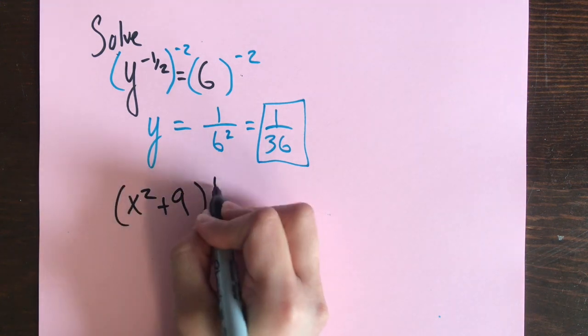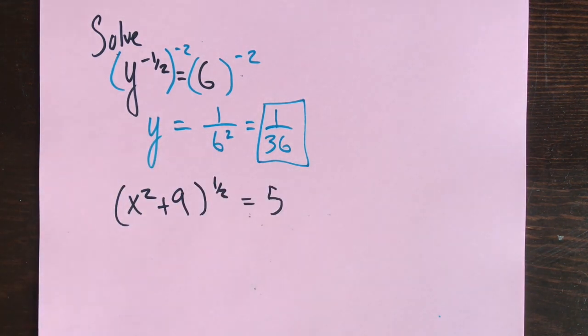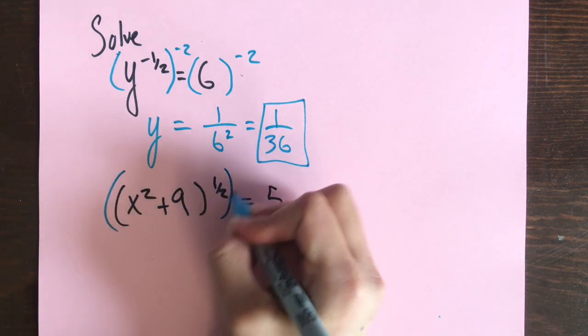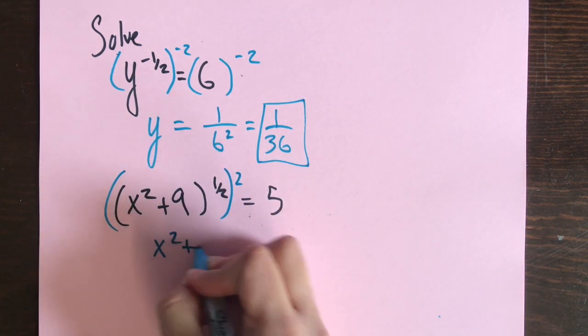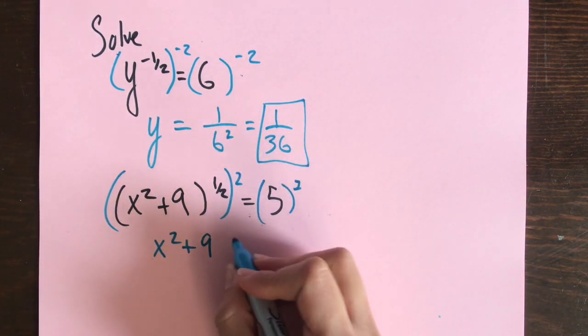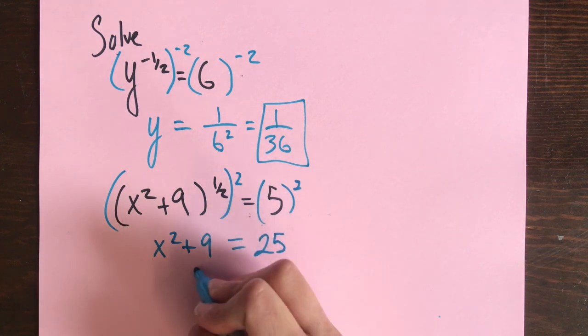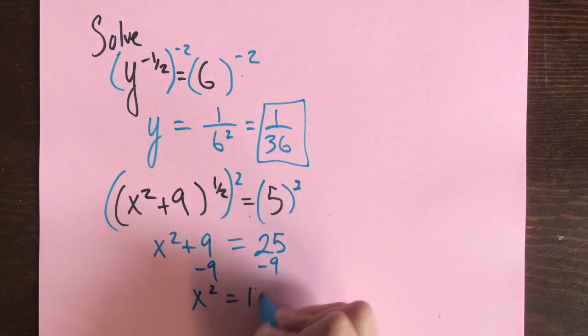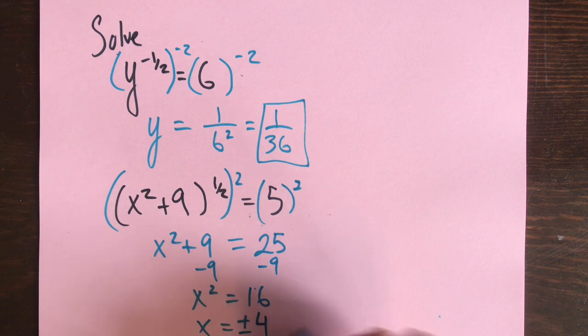I'm going to do the same thing with this one, but I'm just going to multiply the exponent by 2, which is really like squaring the whole thing. So I'm going to square both sides of the equation, and finish solving by subtracting 9 from both sides. I get x squared is equal to 16, and then x is equal to plus or minus 4.